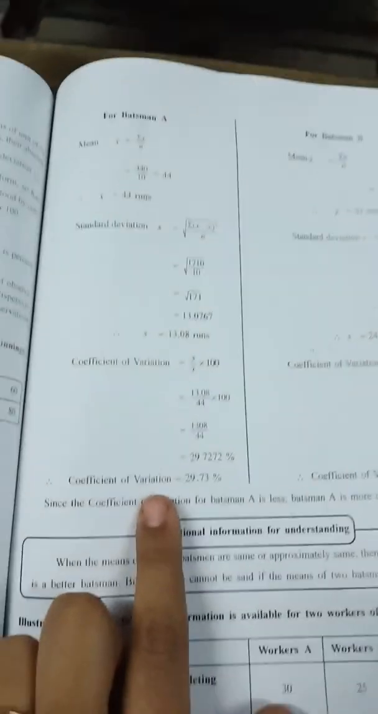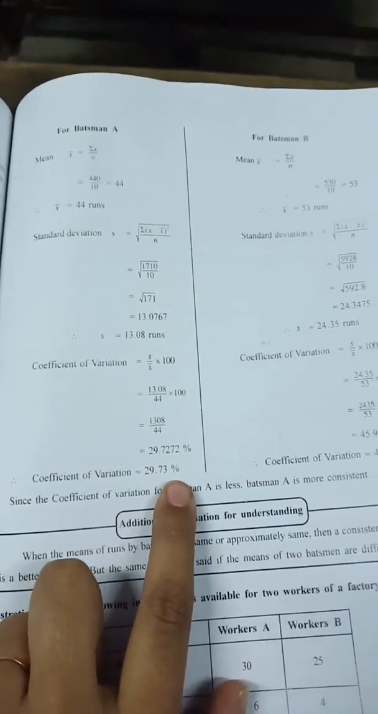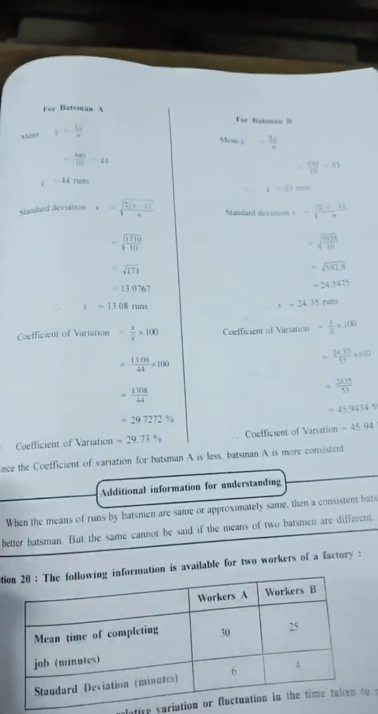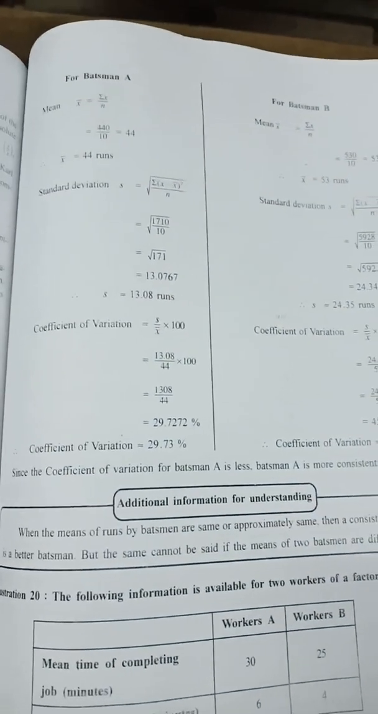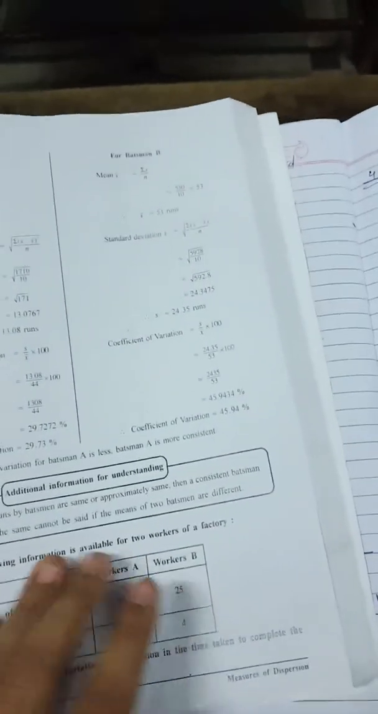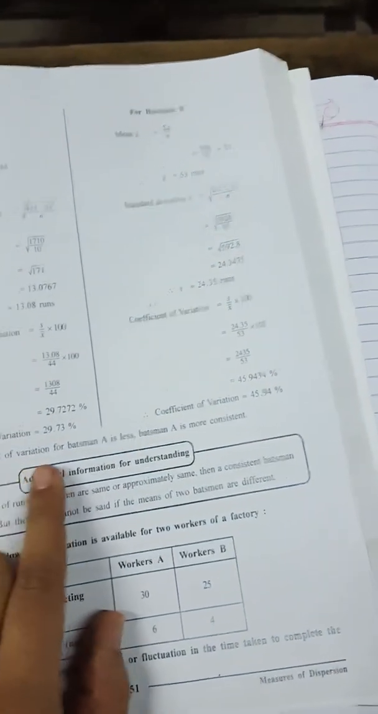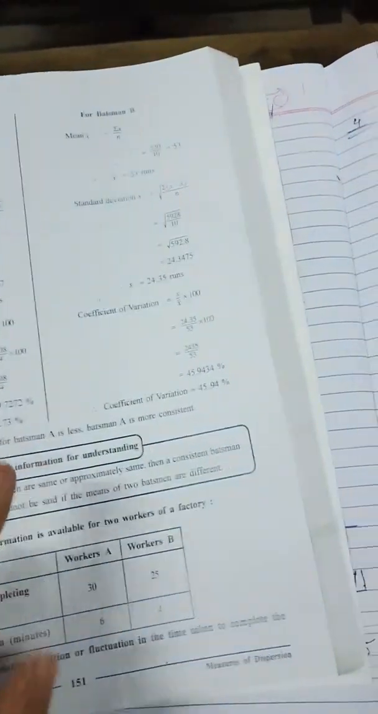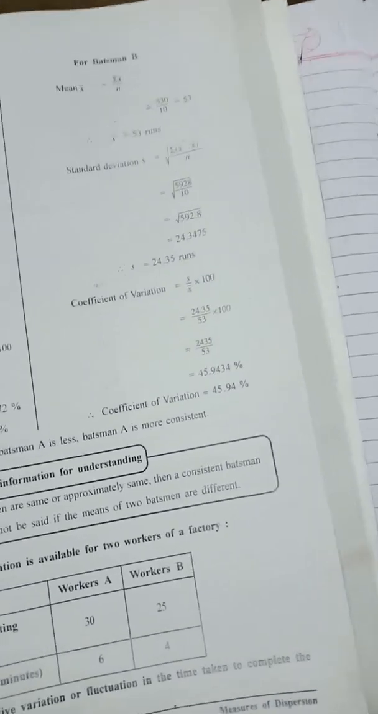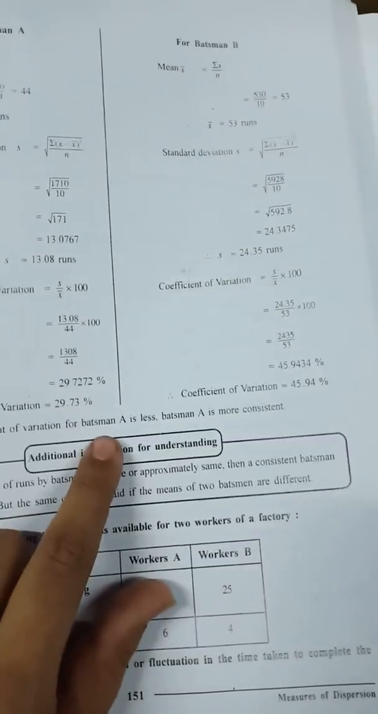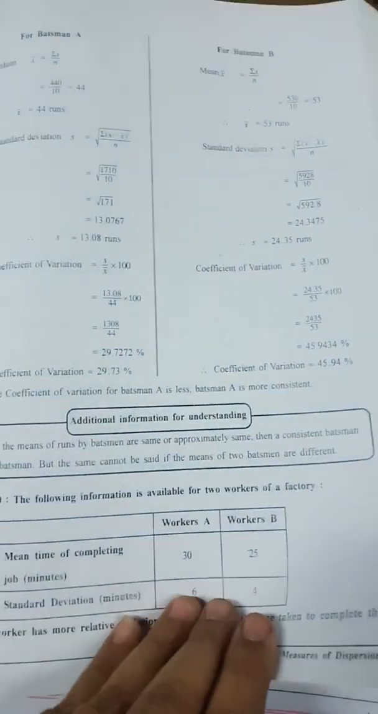Now here the variation is coming 29.73 and 45.94. So what they are asking is who is more consistent, who is better. Since the coefficient of variation of batsman A is less, batsman A is more consistent, means variations are not coming more, changes are not being seen more. Here changes are seen more, here changes are less. So this one is said to be the good one. Less means batsman A is more consistent.